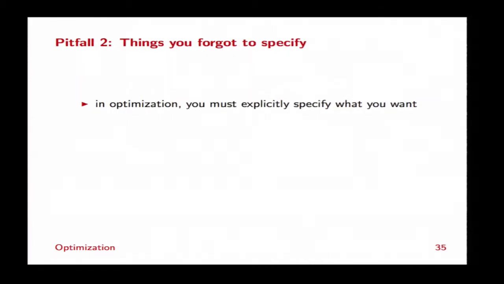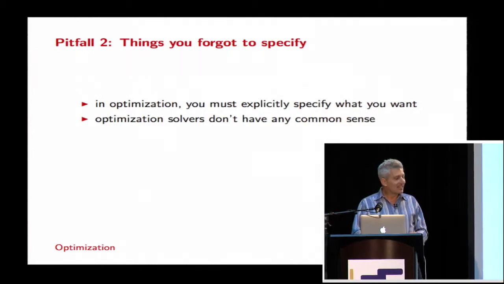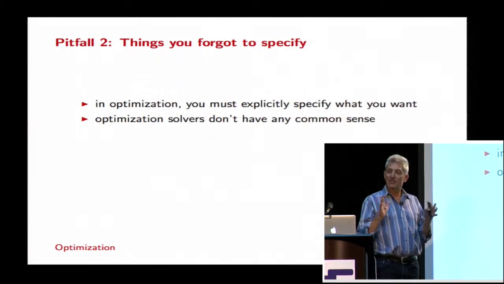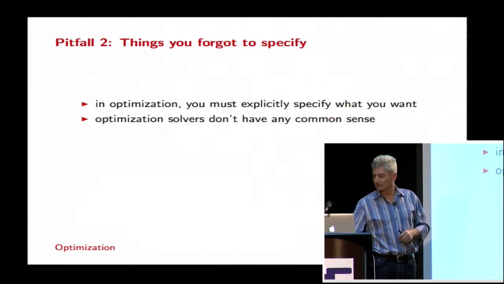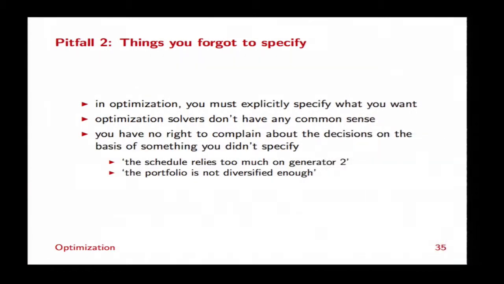The other thing is this. In optimization, you have to say exactly what you want. Another way to say it is these solvers have no common sense whatsoever. None. And a negative way to say it, which comes up so often, is you have absolutely no right to complain, no right whatsoever, about what comes out if it's something you didn't specify.